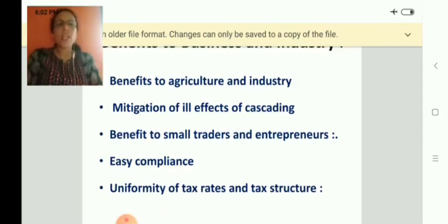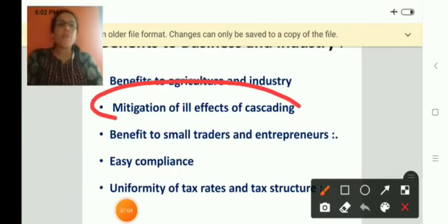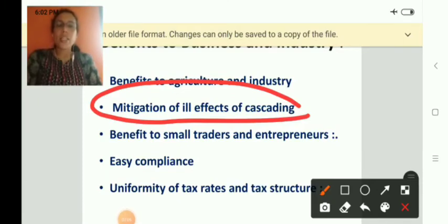Next one, mitigation of ill effects of cascading. What is mitigation of ill effect of cascading? Tax on tax. Once the tax is paid, in the next stage again tax is paid on tax itself. It was the major criticism or the loophole of the old taxation system. But the tax on tax system, that is cascading effect, is not there in GST, so that it is beneficial to the industry.